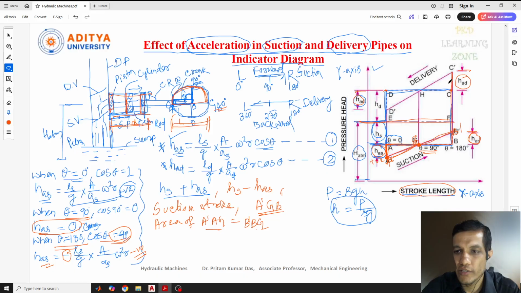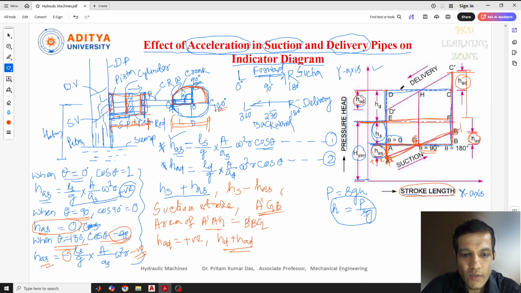Now how has this HAD moved? Because from C to B point, that is fixed. So when the piston moves again from this point in the backward direction, in the delivery stroke, at the beginning of the delivery, HAD is positive again. So HAD is equal to positive. What do we need to consider here? For the delivery stroke, we need to consider HD plus HAD, which is supposed to be above the atmospheric pressure head.